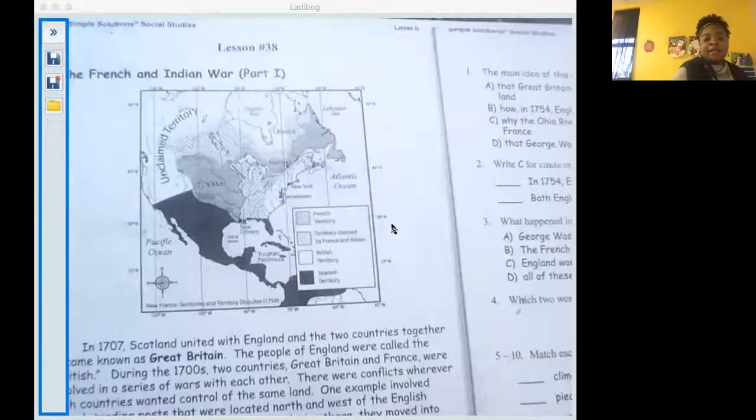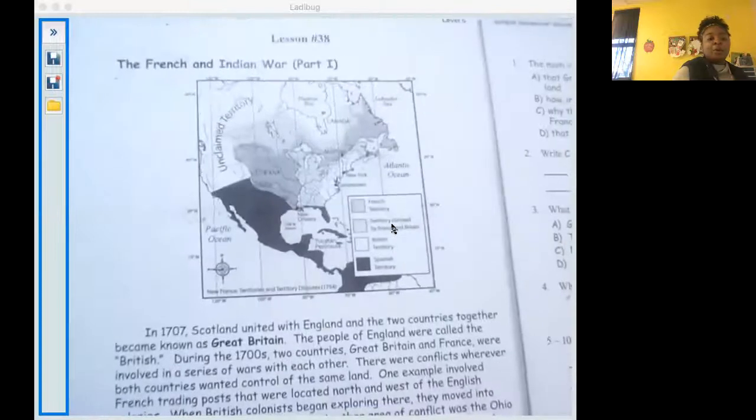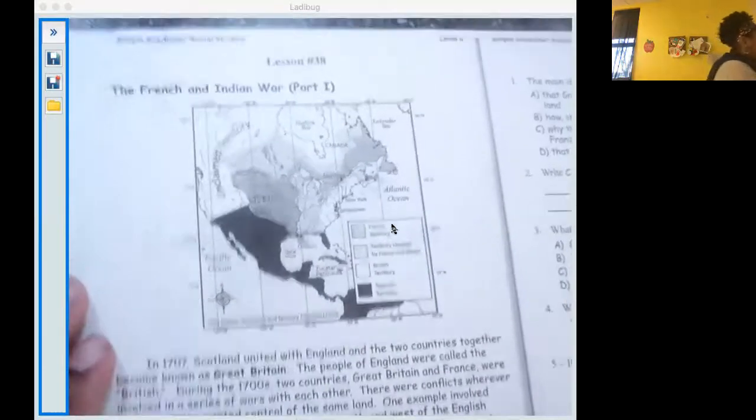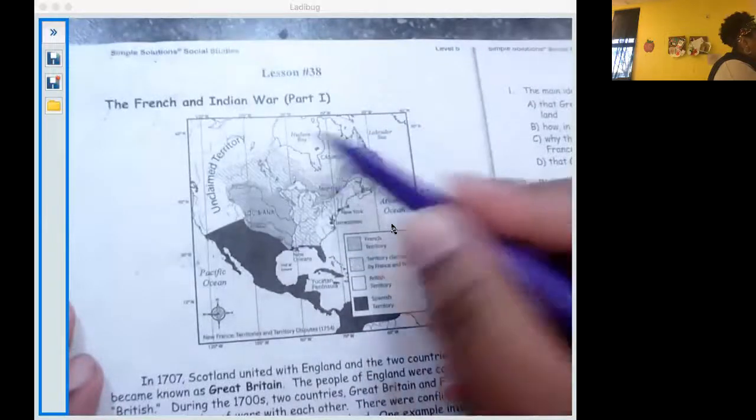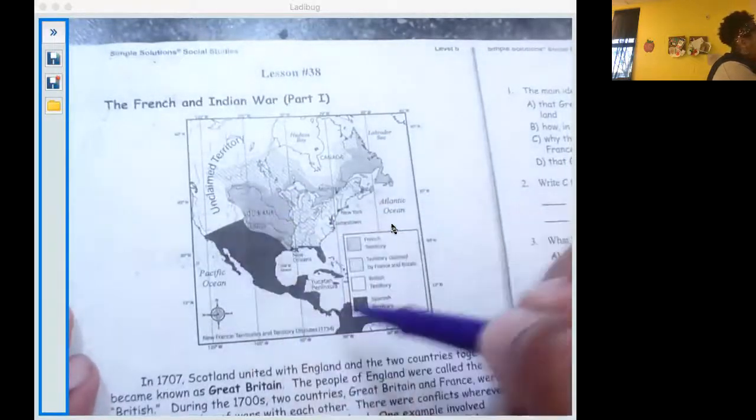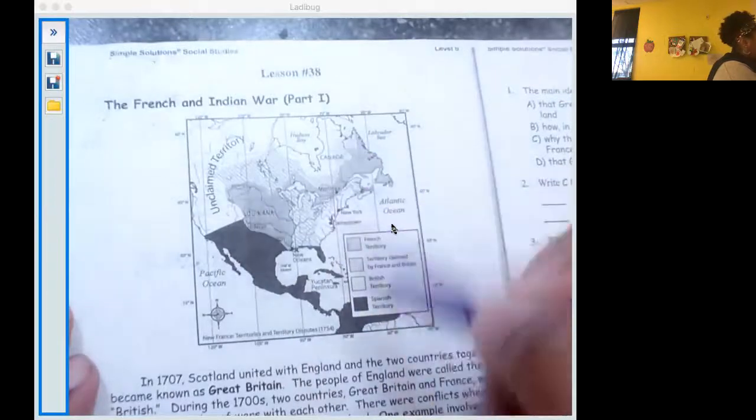We're looking at lesson 38. And today we're going to be reading about the French and Indian War, which is something we'll get to after winter break, but here's a little introduction to it. Okay, so we have a map here. This is what's now North America, United States here, Canada, Mexico.